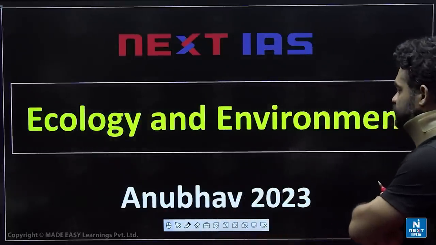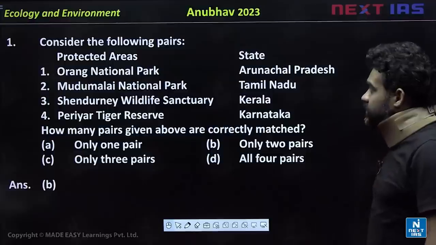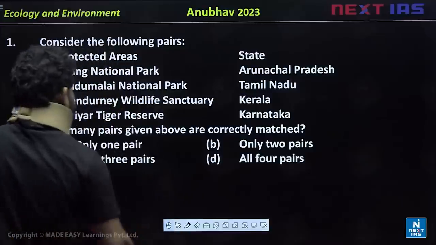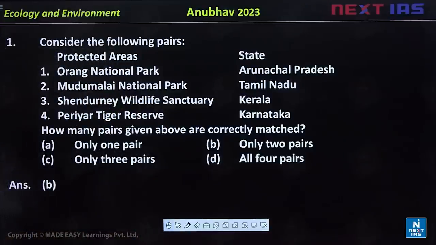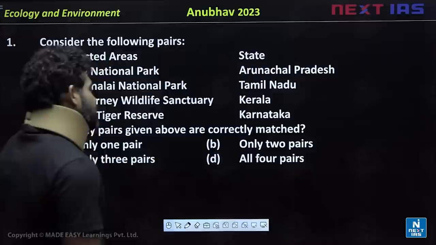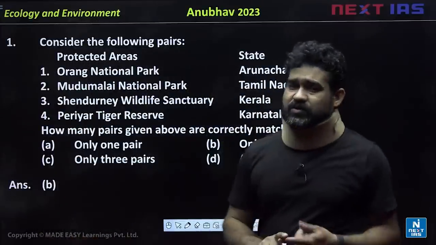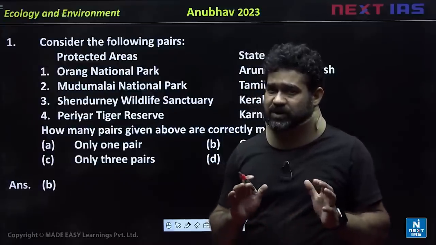These are some of the questions from your ANUBHAV 2023 related to ecology and environment. Consider the following pairs: protected areas versus the state where they are located. The question is asked, how many pairs given above are correctly matched? Now, for these kinds of questions, if you have an idea about the locations where they are located, or you have studied from a geography point of view, you have some understanding.